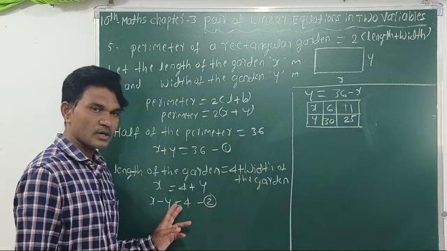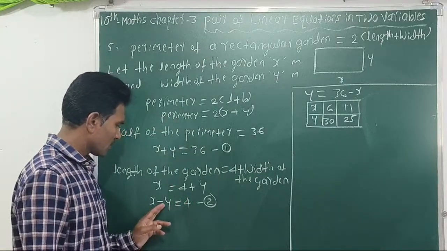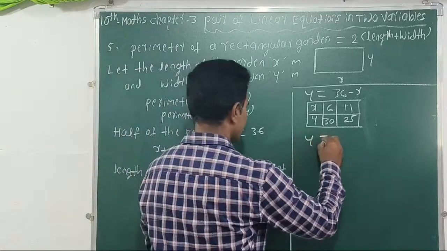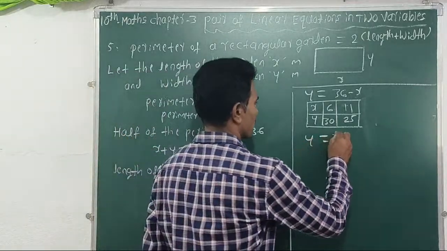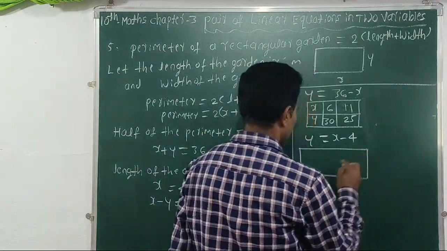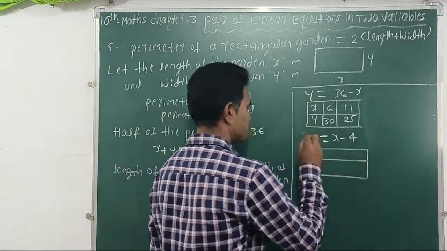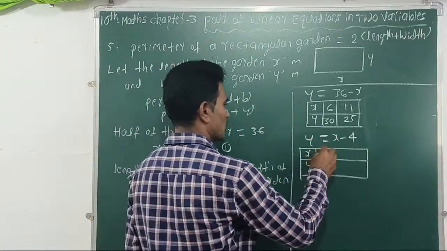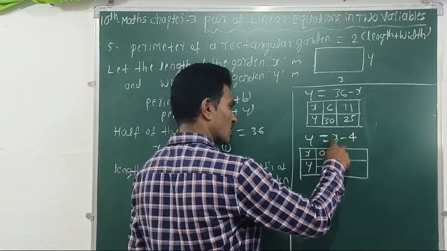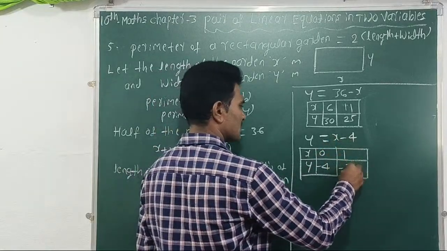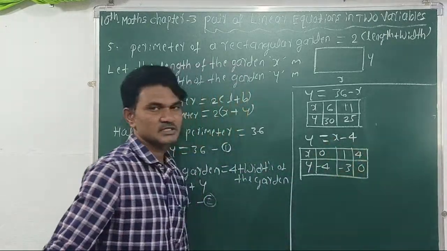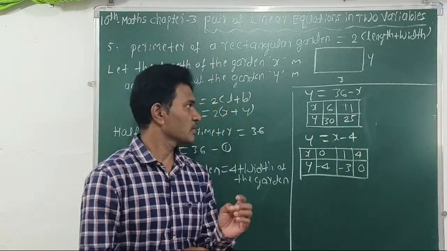Construct another table. I will write it in terms of y. y is equal to x minus 4. x, y. Put x value as 0, we get minus 4. Put x value as 1, 1 minus 4 means minus 3. x value as 4, 4 minus 4, 0. We have constructed a table to these two equations.